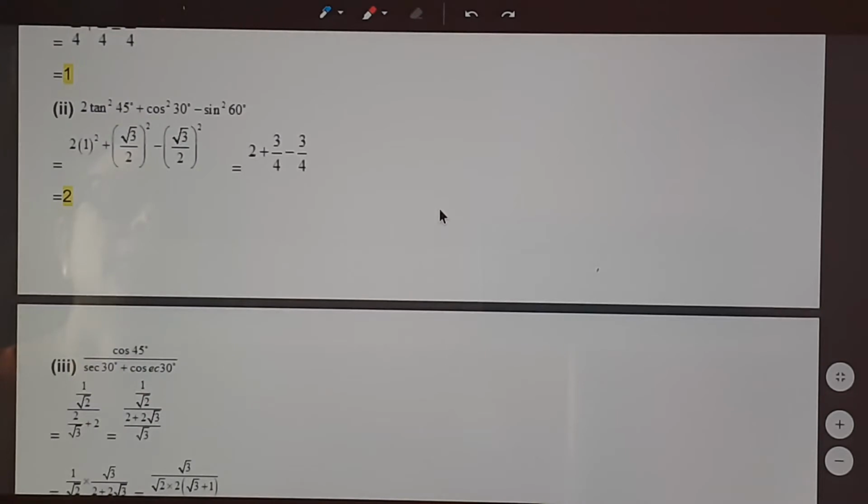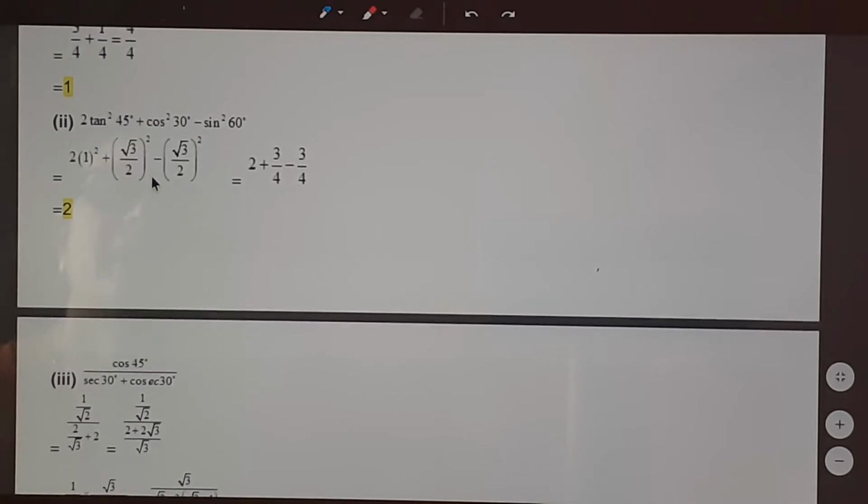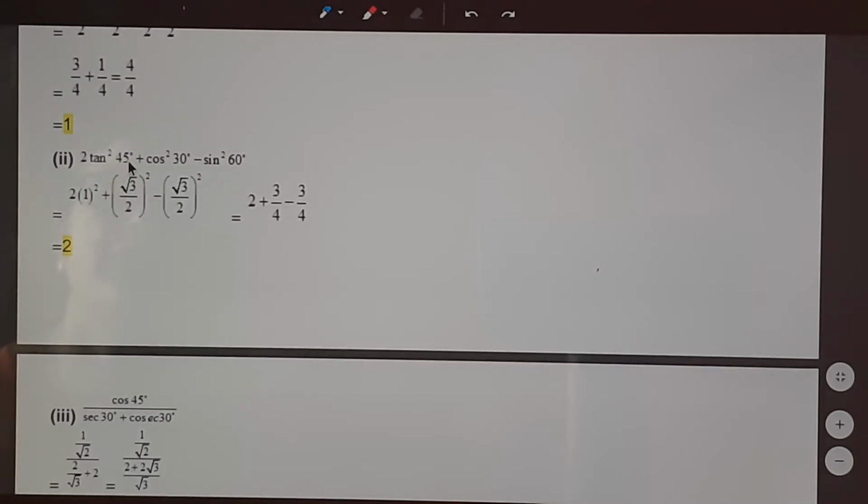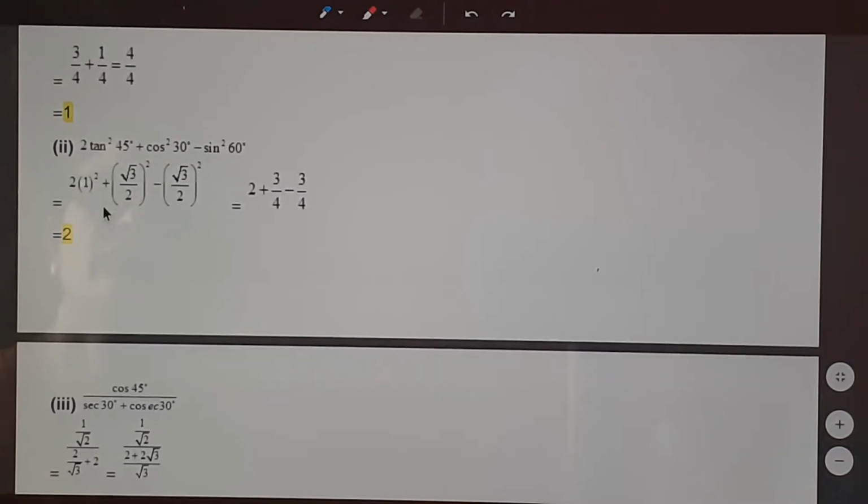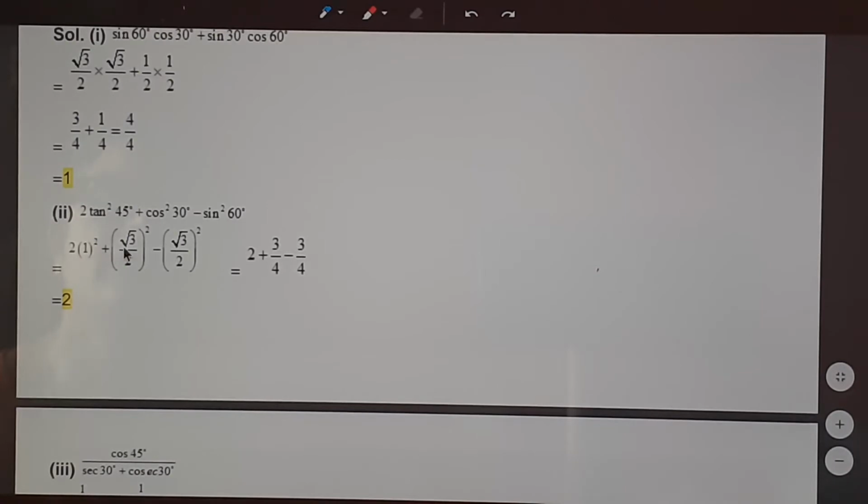Similarly, question number 2. It is 2 tan square 45 plus cos square 30 degree minus sin square 60 degree. So in this, what do we have to do? Again we will substitute the values. Tan 45 value is 1, but there is a square, so we have to take the square of 1. Plus cos 30 value, which is root 3 by 2. Similarly minus sin 60, which is again root 3 by 2, and it is sin square.